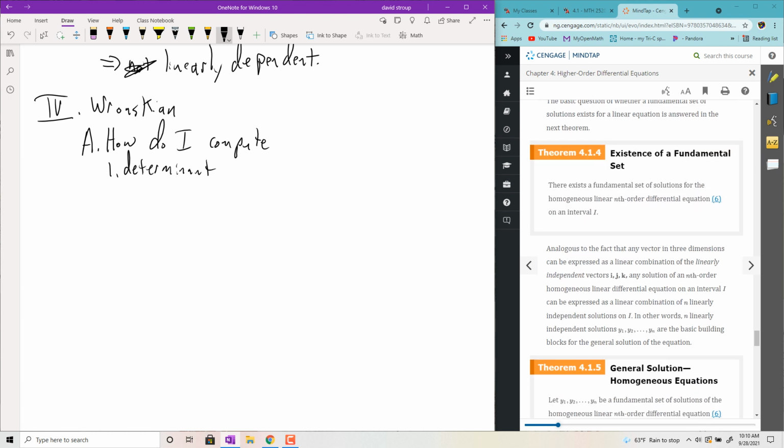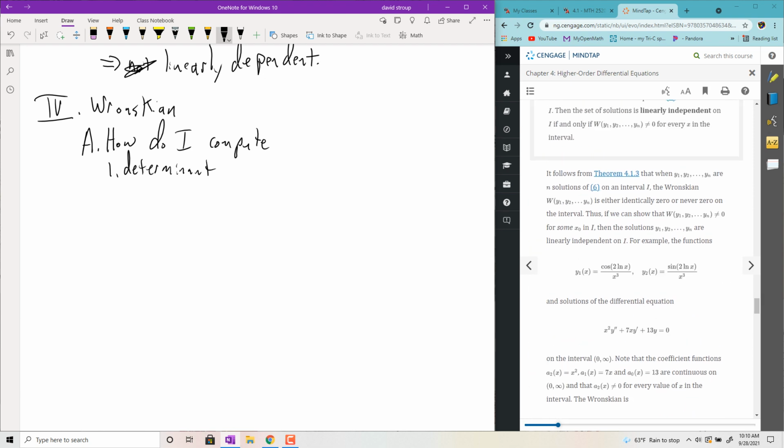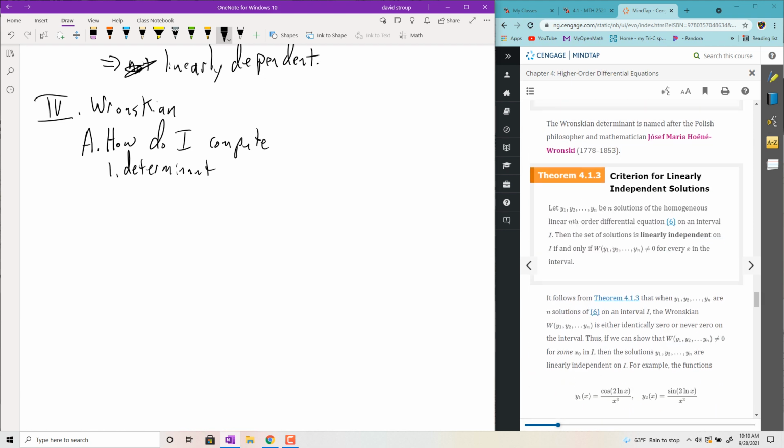If it turns out that your Wronskian is equal to 0 for all x's, then that's bad. That means they're probably linearly dependent. Okay, and we kind of need to throw out the riffraff. But anyways, how do I do this computation? So we just want to look at some examples.